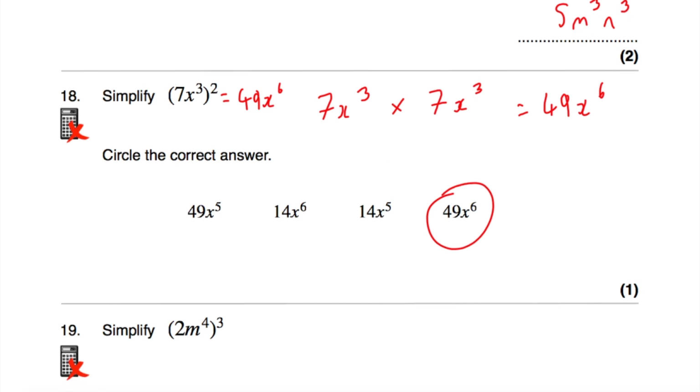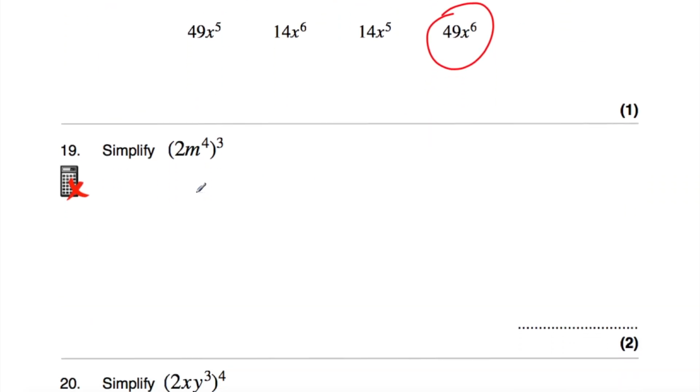Okay, next, question number 9. Okay, question number 9, we've been asked to simplify 2m to the power of 4 cubed. And again, you could write this out, 2m to the power of 4 multiplied by 2m to the power of 4 multiplied by 2m to the power of 4. Or let's just use our laws of indices, so let's write equals.